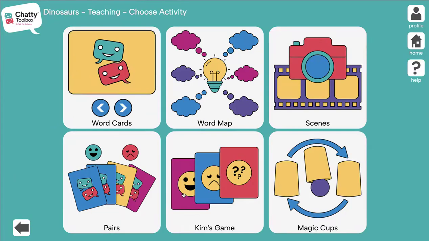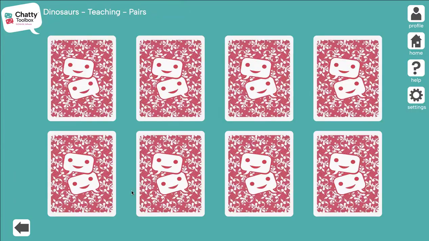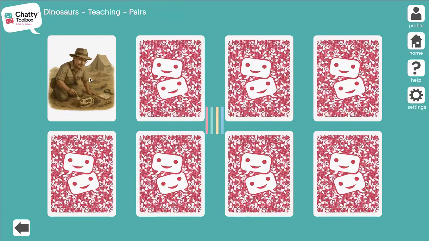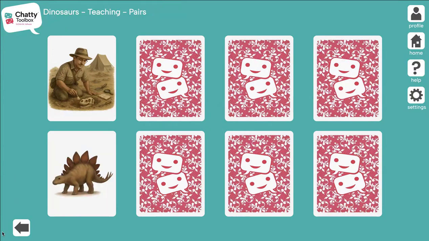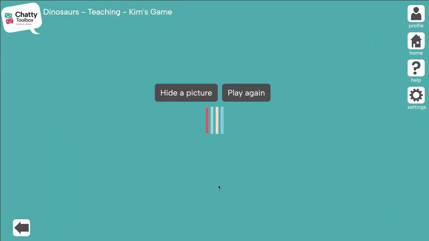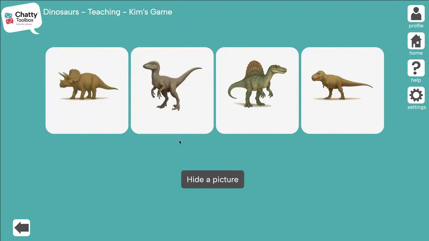Obviously, it's important to keep saying what the pictures are, exposing the child to that vocabulary. If the child clicks on a picture, it will say what it is as well. So there's a little bit of auditory input for a child if they're not working with an adult. We've got Kim's Game, and we've got Triceratops, Velociraptor. I can't remember what that one's called. And we've got T-Rex. Is that one Spinosaurus?